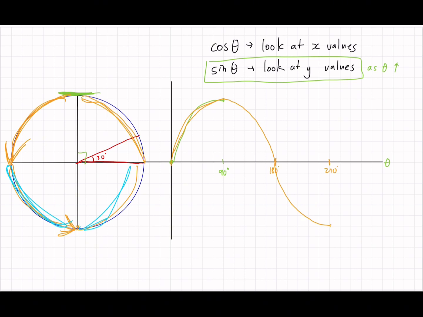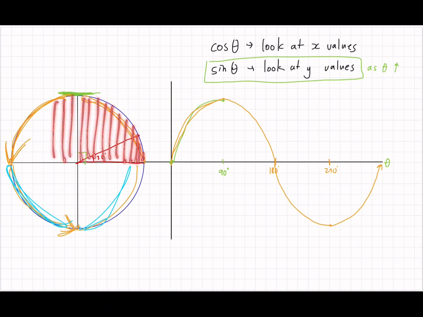And so from here we go again like that. So that's how the sine graph was made. So right now what we've done is basically follow the y values of the points on the circle as theta was increasing, right?